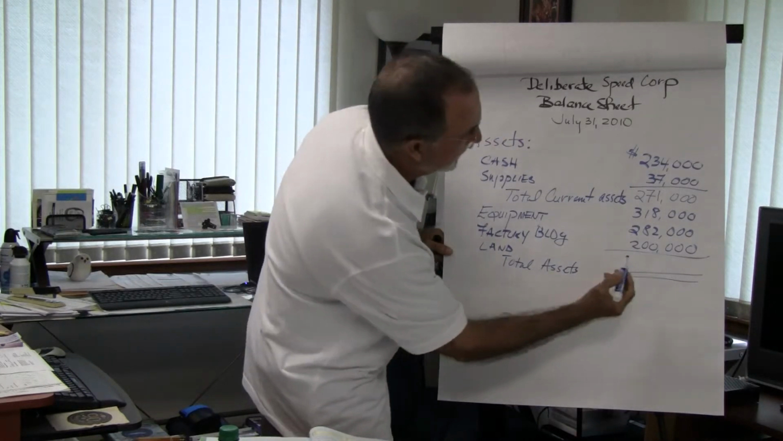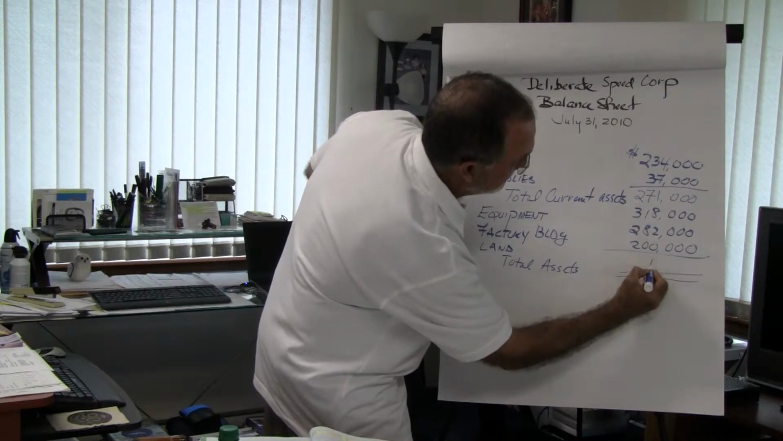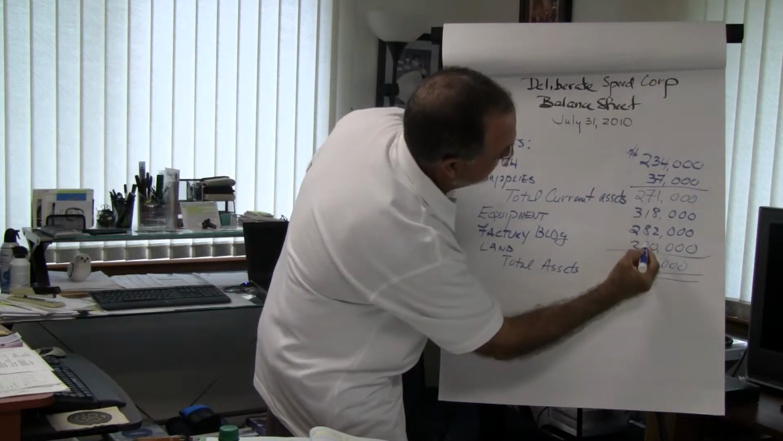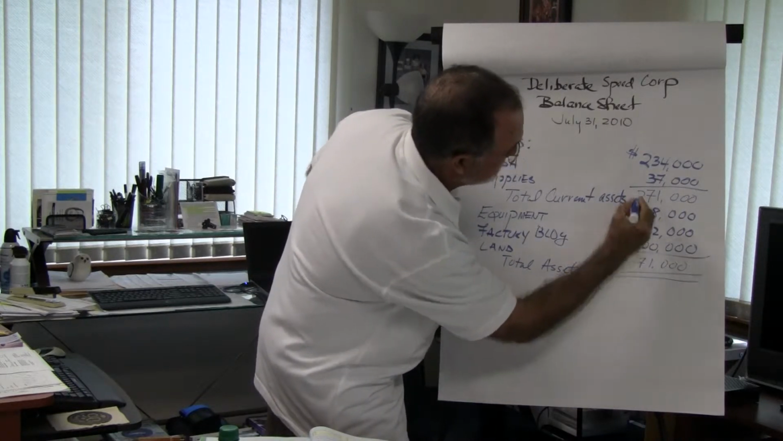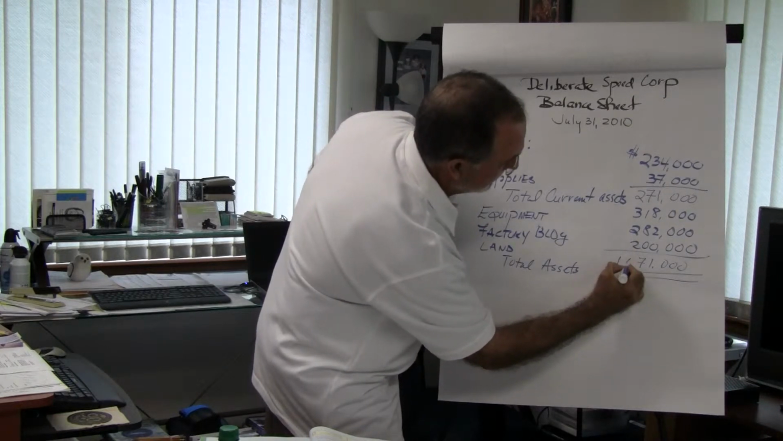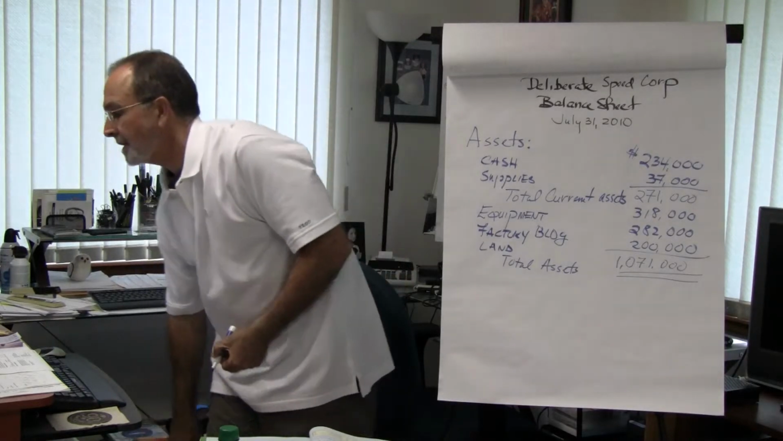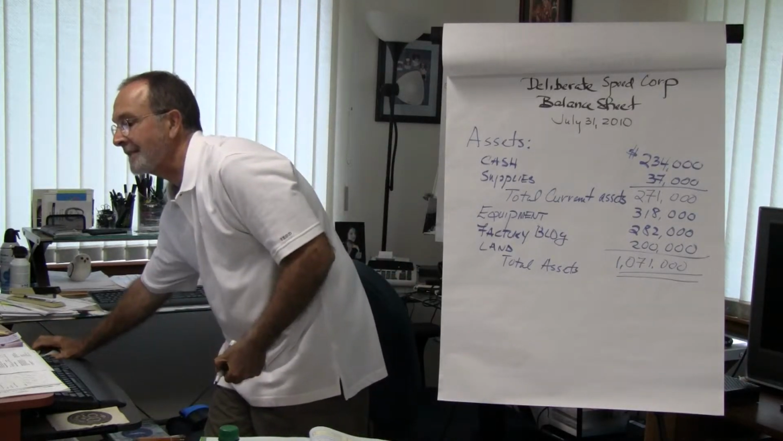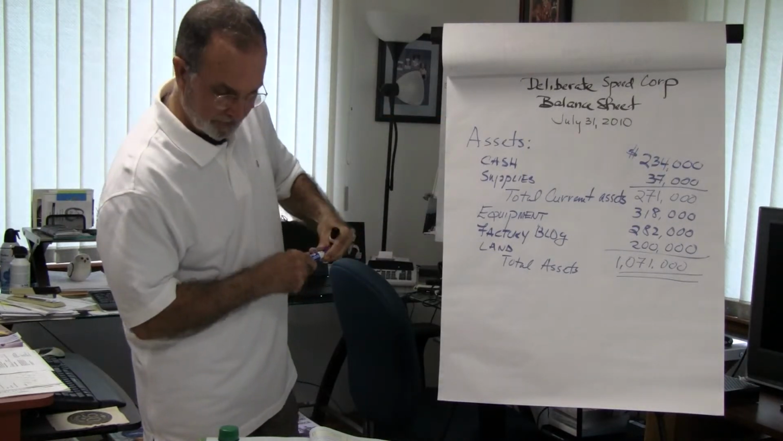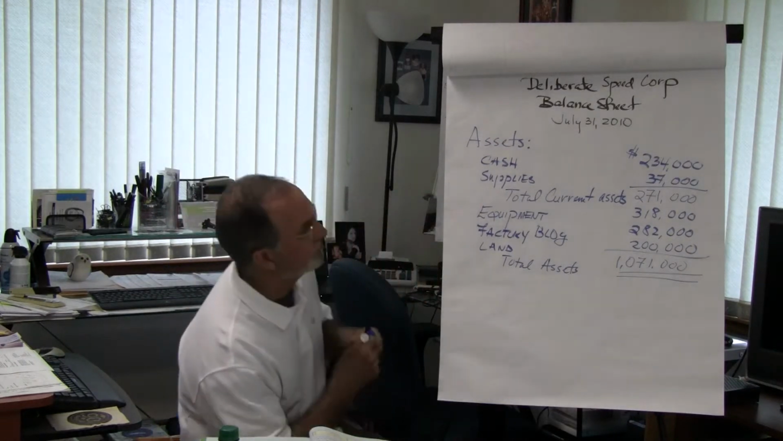Let's see if I can do this by hand here. 8 and 2 are 10 and 11. 7, 8, and 8, 16, 17. And 3 and 3 is 6, 7, 8, 9, 10. $1,071,000. That's correct. So we have our assets shown first, followed by our liabilities.